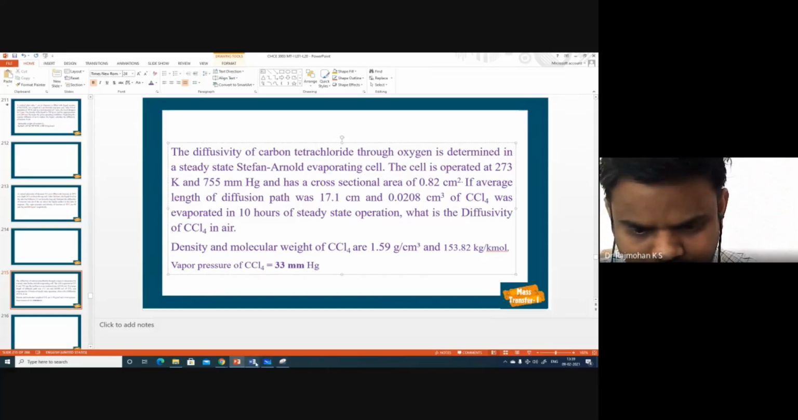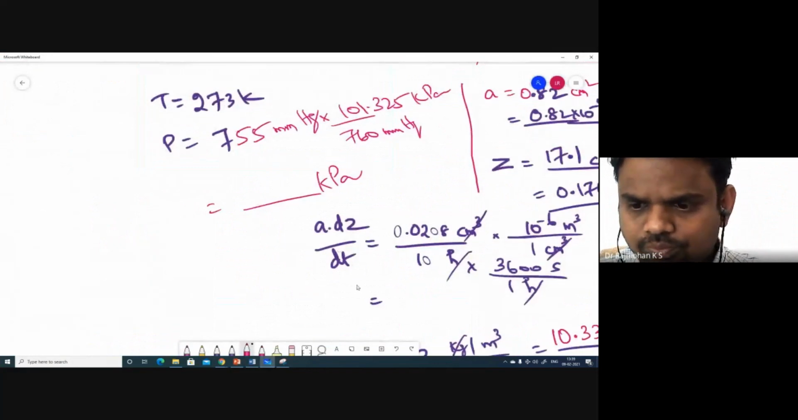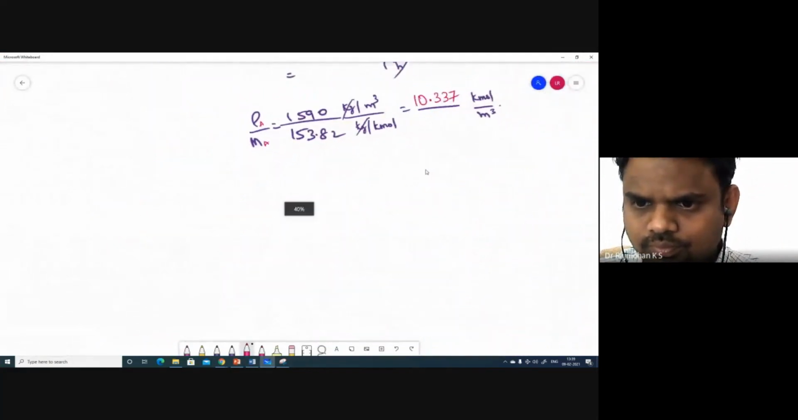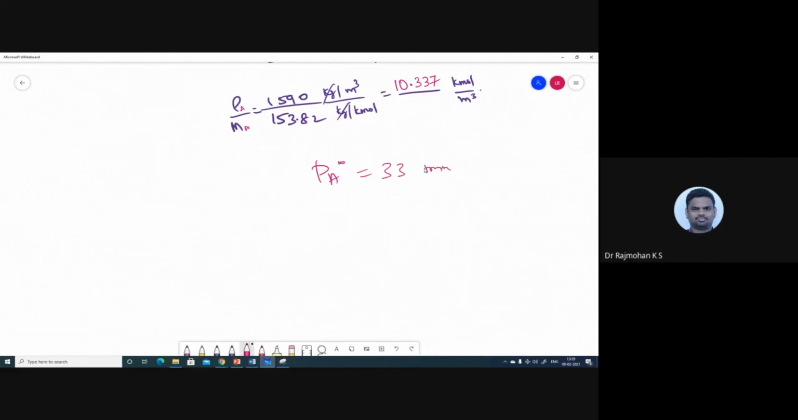Okay, so that is the only thing left here. So we have vapor pressure is 33 mm. This is again 760 mm into 101.325 kilopascal is equal to how much?